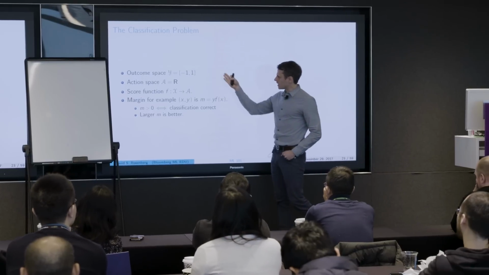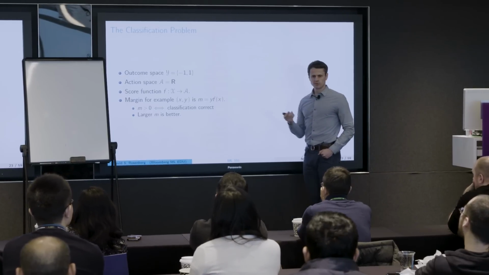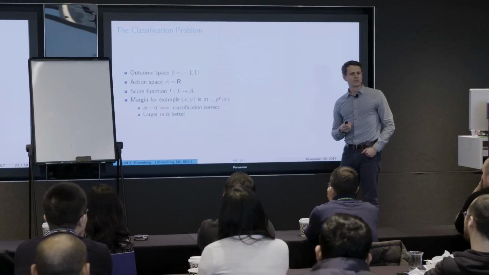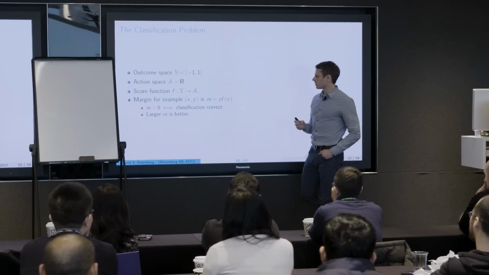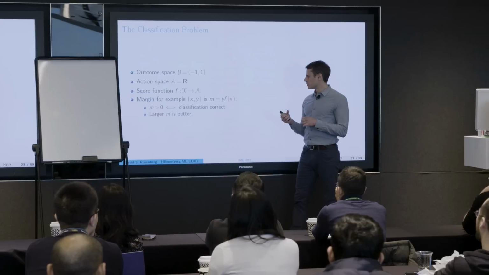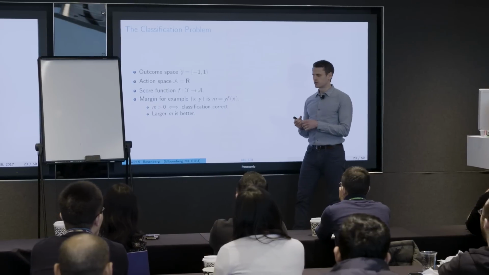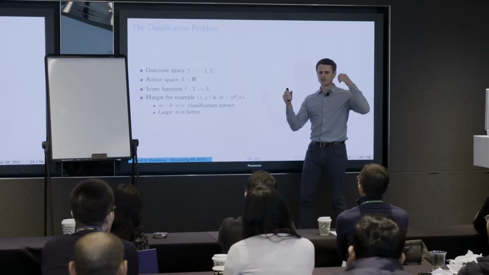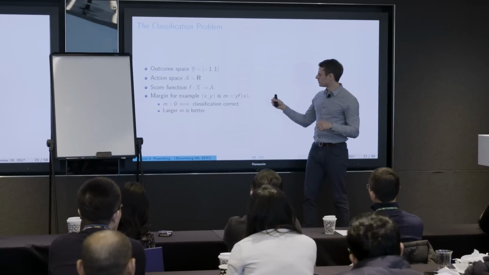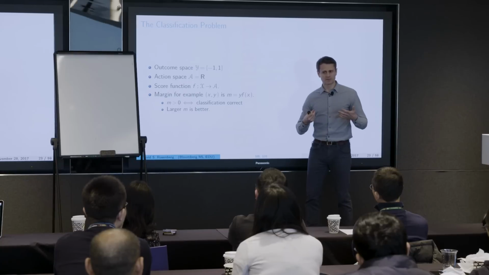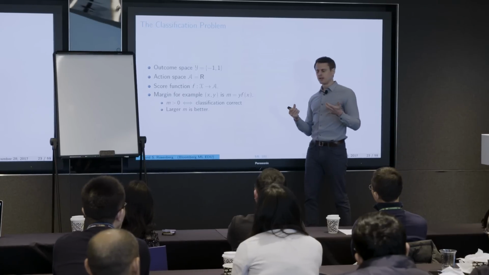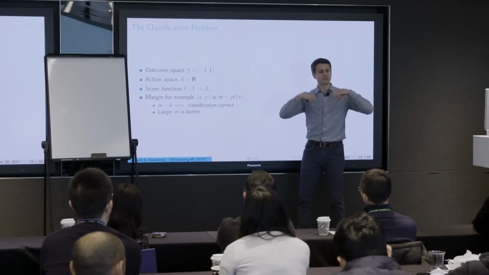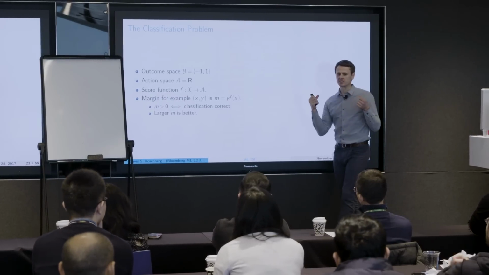So outcome space -1, 1, action space is reals, our score function. And we're in the margin setting, so just very quickly recall that the margin, when you make a prediction on x, y, the margin is your prediction score times the label y. And y is 1 or -1. And so if f of x and y have the same sign, that's good. In that case, the margin will either be a negative times a negative, which is positive, or positive times positive, which is positive.